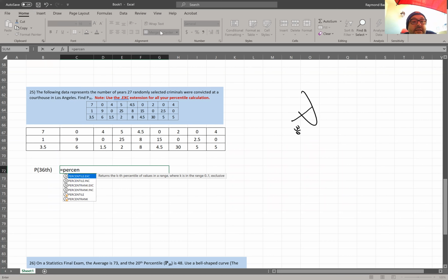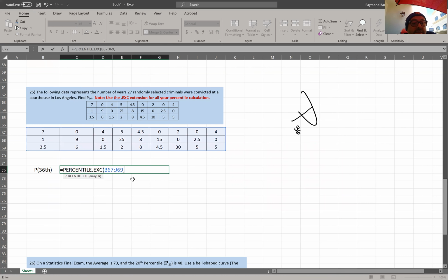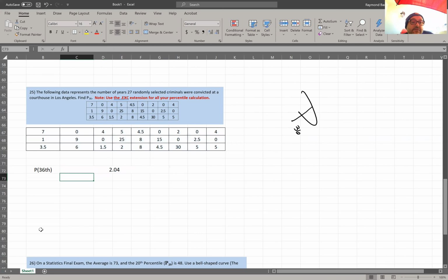Let me select the cell so I can comfortably type percentile, and I said use the EXC extension, so I'll use the first one. It says select the numbers, then comma, and it asks what the percentile is: 0.36. In the uploaded exercise, I was asking for something like the 5th or 6th percentile, and it ends up being 0. There's nothing wrong with that because there are a lot of zeros in the data set, but it could be confusing if you're calculating this for the first time. That's why I changed it to the 36th percentile, so that you actually get a value. And yes, 2.04.